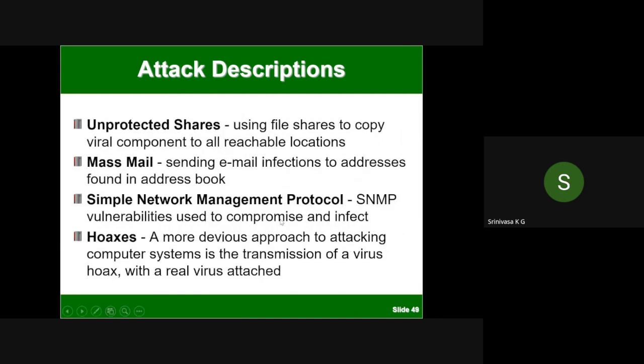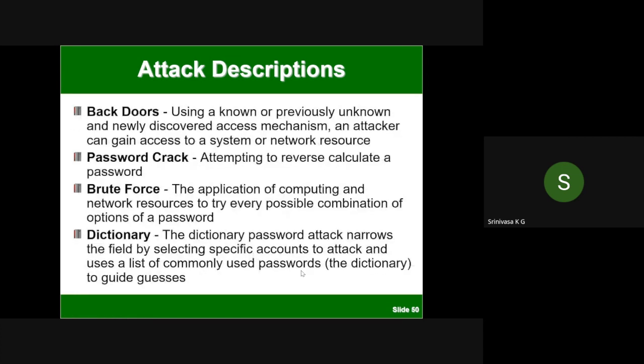Unprotected shares: using file shares to copy the viral component to all the reachable locations. Mass mail, that is, sending email infections to addresses found in the address book. Then Simple Network Management Protocol vulnerabilities are used to compromise and infect. Access: a more devious approach to attacking computer systems is the transmission of virus hoaxes with real viruses.